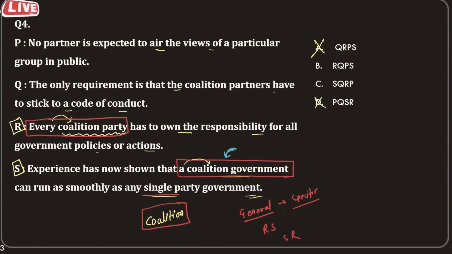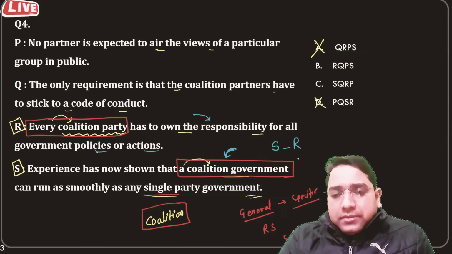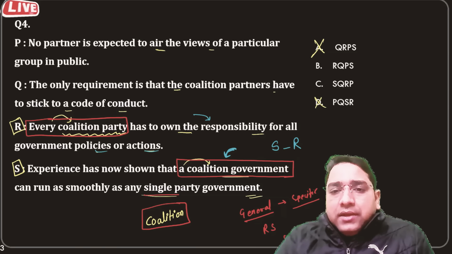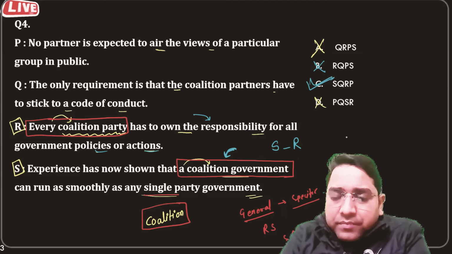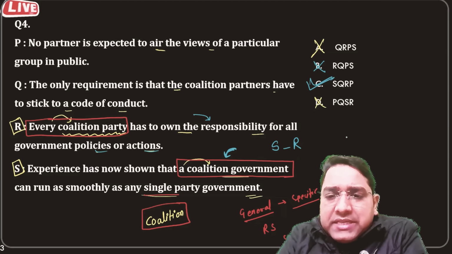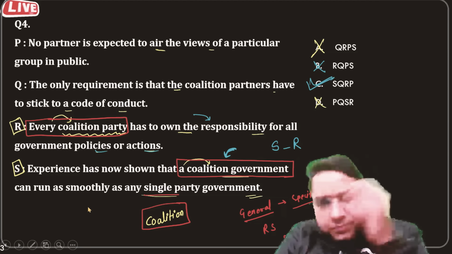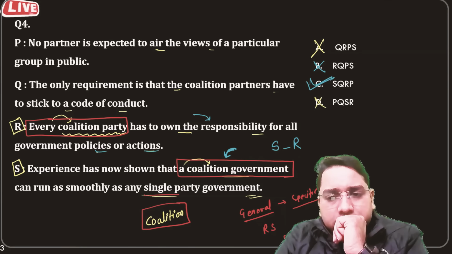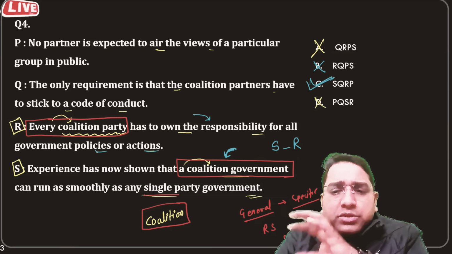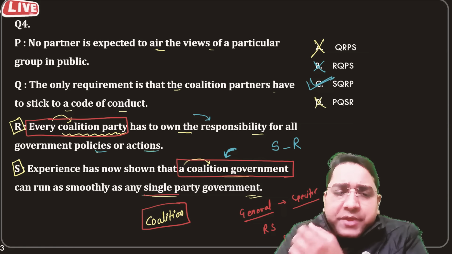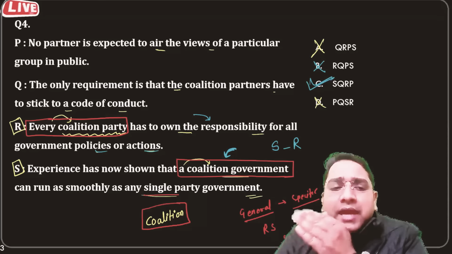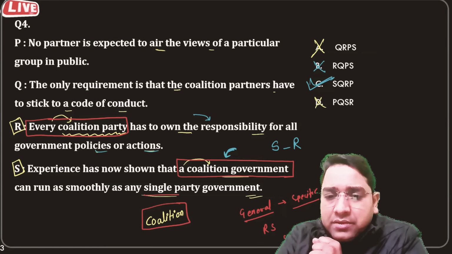A coalition government, then every coalition party or government has to own the responsibility for all government policies or actions. So the sequence should be S and then R. Okay, S and then R. And here B doesn't make sense in that way. It is C, SR. Do you understand this? Please answer me. Because S is a generalized statement that experience has shown that a coalition government can run as smoothly as any single party government.